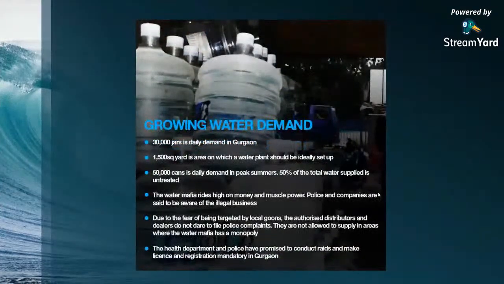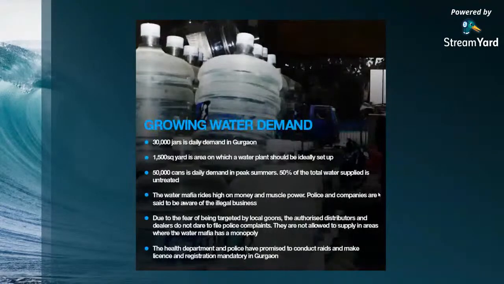So growing water demand is the biggest thing happening behind the water marketing, the water corruption, the scams. If we just talk about Gurgaon, a big metropolis now with a huge hub, there 30,000 jars is the daily demand, and ideally there should be a 1,500 square yard plant for that. It's 30,000 jars, 50,000 cans demand in peak summers. That is 50% of the total water supply, which is untreated. Like 50%, 25,000 cans every day. People are drinking untreated water just from the tap and they are paying for it. And that exchange of transfer is happening in water marketing.